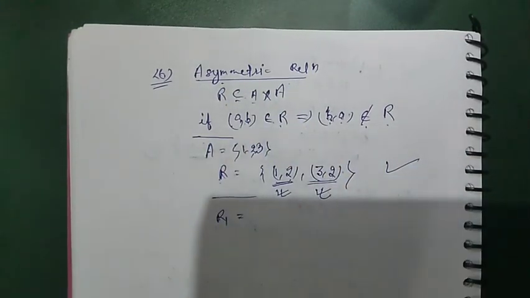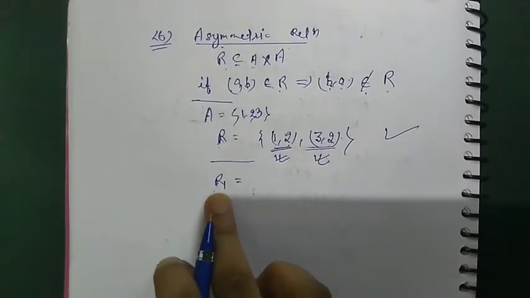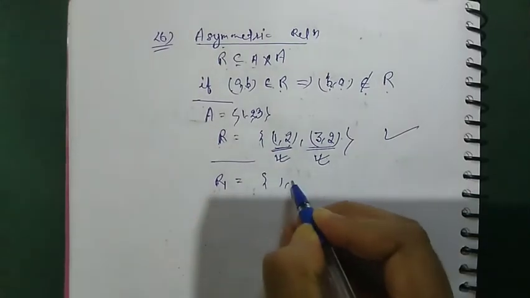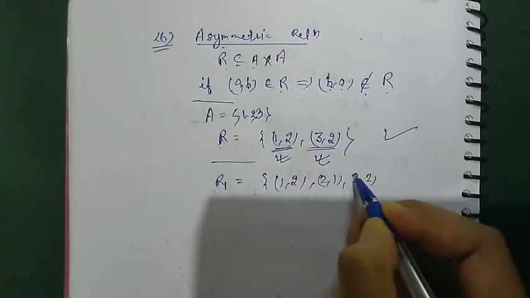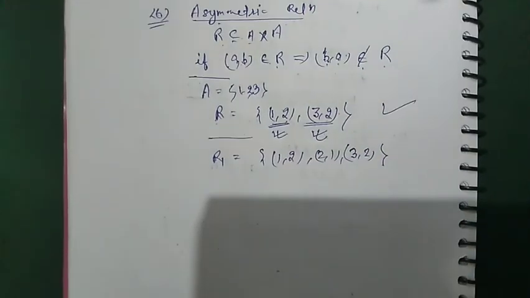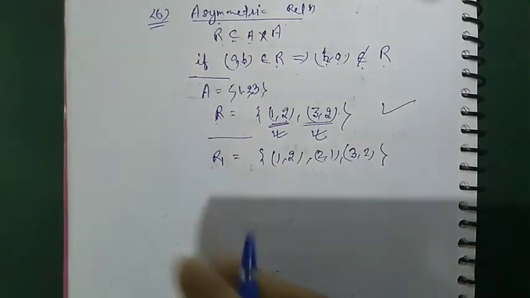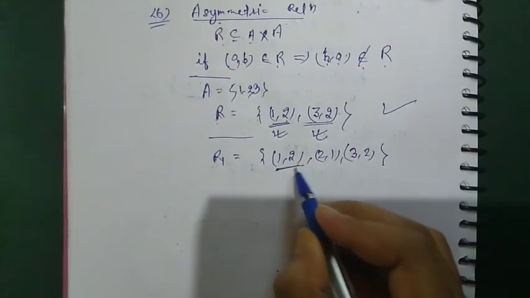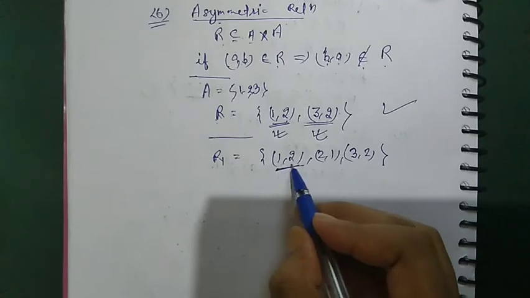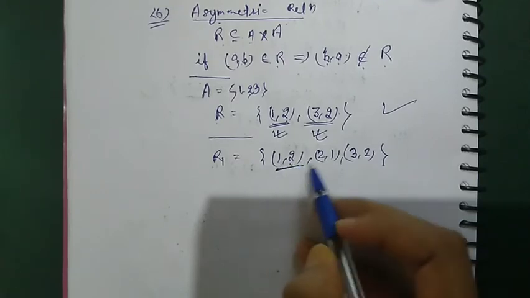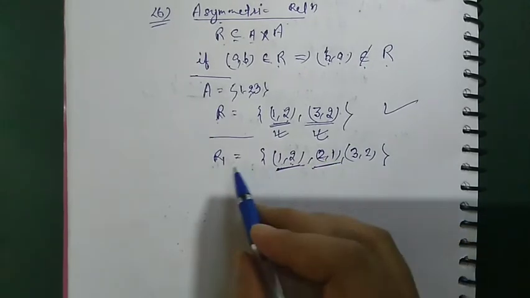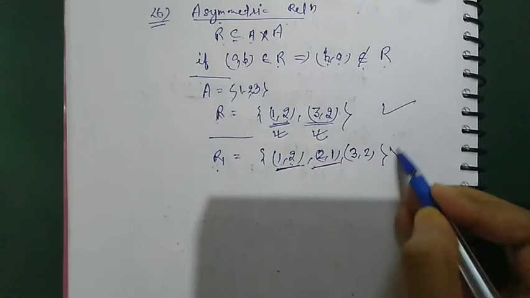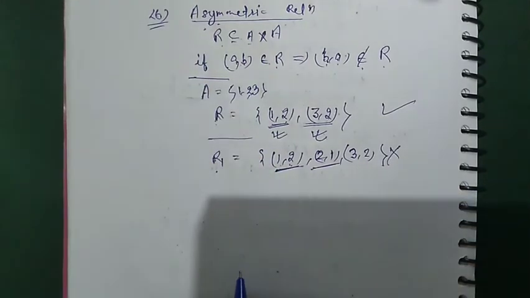Now we are taking another example of relation R1 as (1,2), (2,1) and (3,2). Is this an asymmetric relation? To check, first take the ordered pair (1,2) and take the converse, which is (2,1), and here (2,1) is also present. So this relation R1 is not an asymmetric relation.